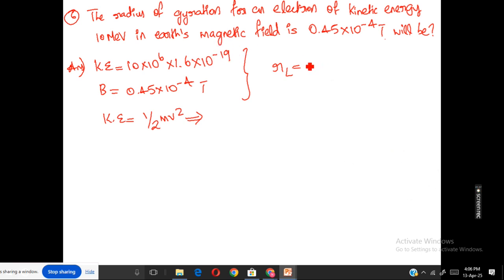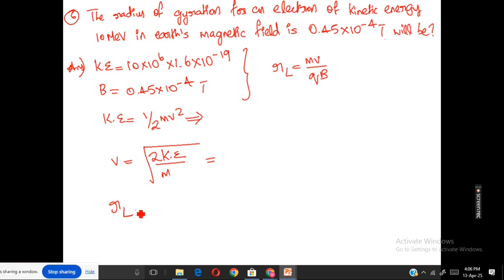The radius of gyration is given by mv by qB. The other one was angular frequency. mv by qB: we know what is m, we need v. q and B are given, q also we know. We need to calculate v. So v is not given directly, but kinetic energy is given. From this we can calculate v as root of 2 into kinetic energy by mass.